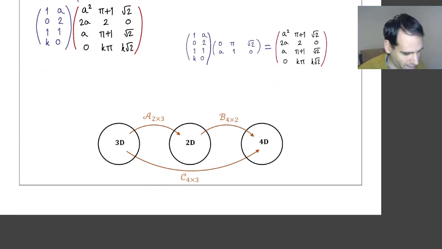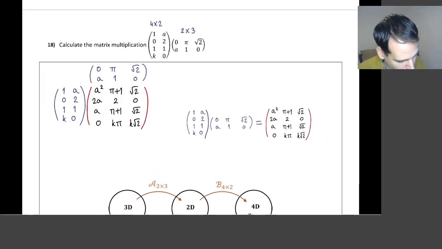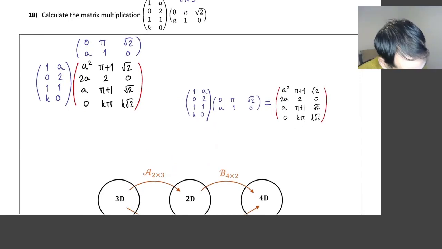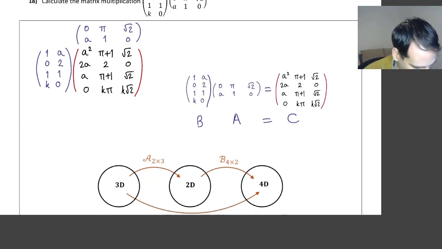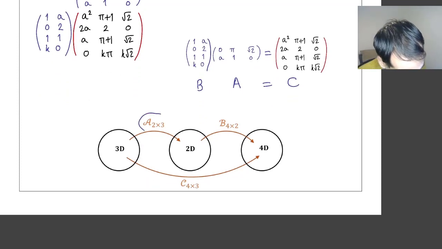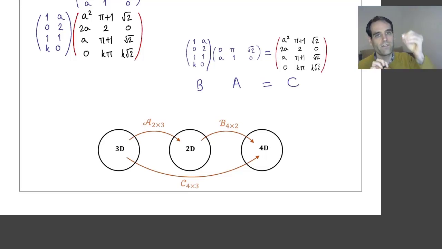So here I have a nice diagram summarizing the situation. Remember, here we are doing B times A equals C, which means that the transformation C is a transformation in which first we do the transformation A and then we do the transformation B. Remember, we go from right to left when we do the multiplication. The order of the transformations is from right to left. So it means that we first do the transformation A, and the transformation A is a 2 by 3 matrix. This means that this matrix can act on vectors that are 3-dimensional, and it produces a result that is 2-dimensional.